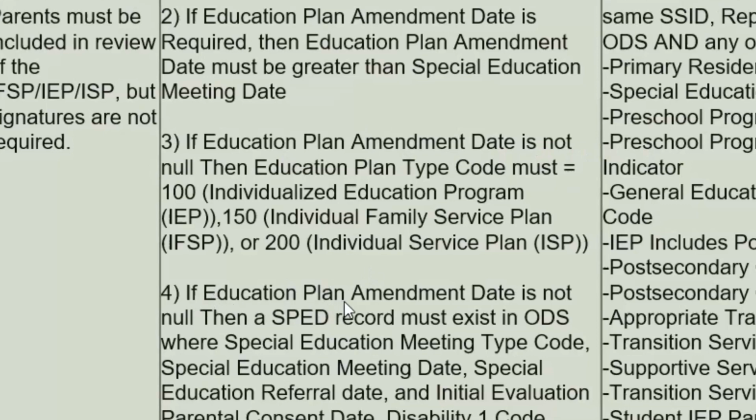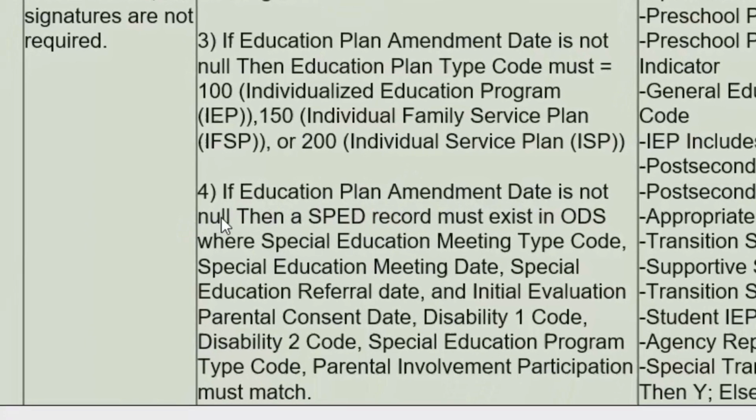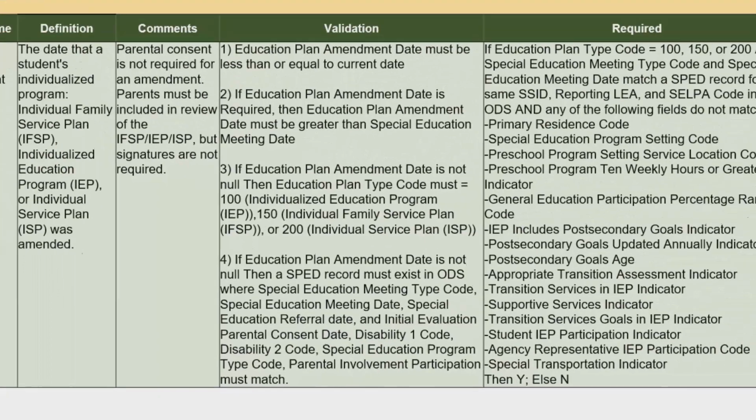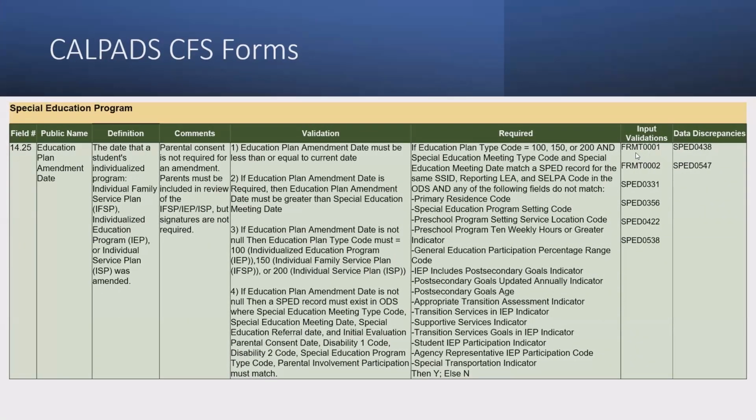You can see if education plan amendment date is not null, so if it's populated, then a SPED record must exist in the ODS, which is CALPADS, for the special education meeting type code. And then it lists all the fields that were validated or shown as fields of validation in the error list, so we're not going to rehash that. It also shows up as a required field, and these are the conditions of it being required. But it also shows up in input validations as well as data discrepancy. So we're reviewing the SPED 0438.